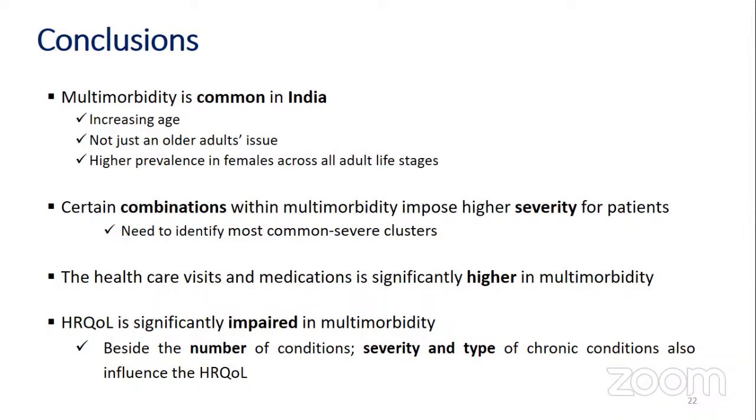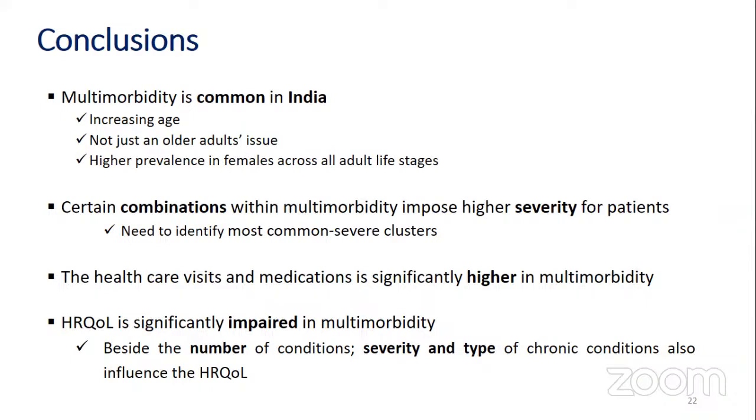Then certain combinations we talked about, dyads and triads. Those combinations within multimorbidity impose higher severity for patients, and we need to identify those most common severe clusters. Healthcare visits and medications are significantly higher in multimorbidity, and especially for vulnerable people, if we want to achieve universal health coverage, they need to be given either access to health and wellness centers or primary health care centers, or some kind of insurance scheme such as Ayushman Bharat.